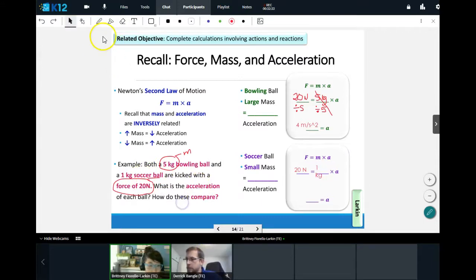We can see that right here. So this again is our mass, but it's a different mass, right? It's the mass of our soccer ball. So same process here. We want to get rid of this 1 kilogram next to our acceleration.